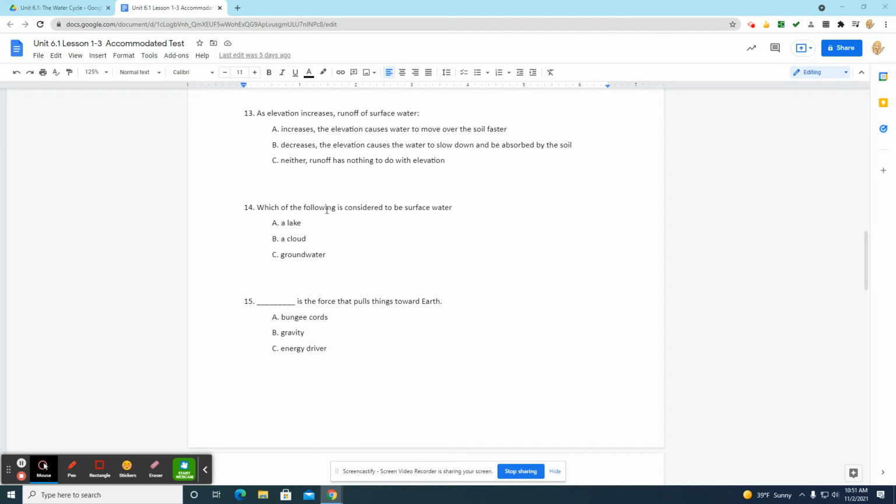Number 13. As elevation increases, runoff of surface water increases. The elevation causes the water to move over the soil faster. Decreases. The elevation causes the water to slow down and be absorbed by the soil. Or neither. Runoff has nothing to do with elevation. As elevation increases, runoff of surface water increases, decreases, or neither.